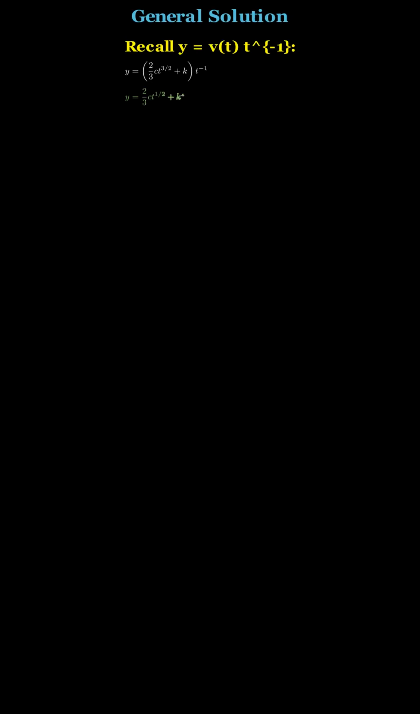Now we integrate w to find v of t equals 2/3 c times t to the 3/2 plus k. Therefore, y equals v of t times t to the negative 1 equals 2/3 c times t to the 1/2 plus k times t to the negative 1.